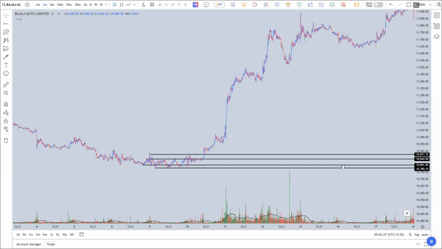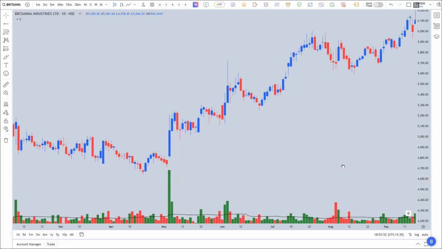I'm giving you multiple examples right here, so that you can understand it, right? Let me show you one more example. Look here. Britannia Industries, clearly an uptrend: impulse, corrective, impulse, corrective, impulse. I'm pretty sure every single point here, here, here, can be identified using Wyckoff schematics. And that's what I'm trying to show right here.